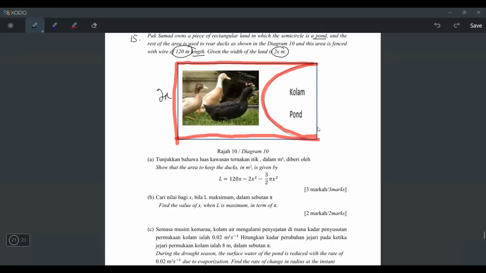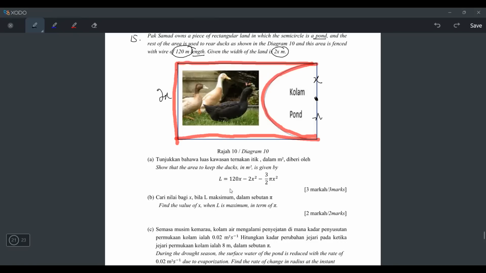And the length here should be 2x also. But since we know that this is the diameter of the pond, half of it will be x, and that will be the radius of the semicircle. Okay, and let's see part A, what they want. Show that the area to keep the ducks is given by this.